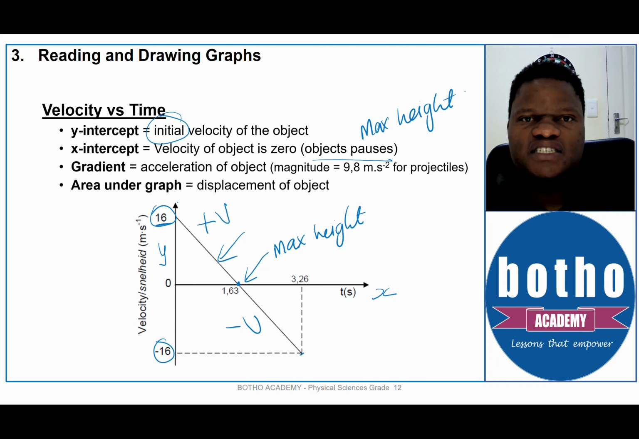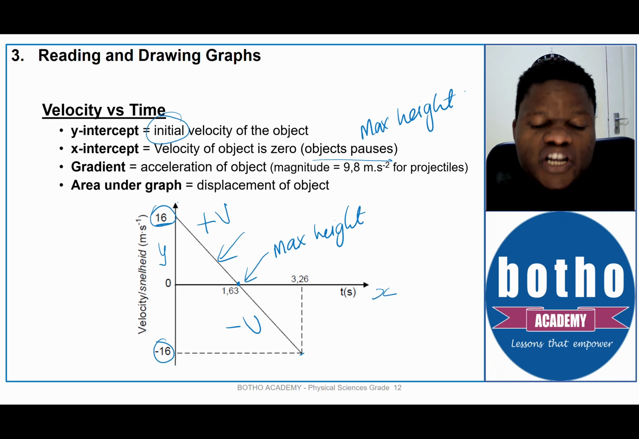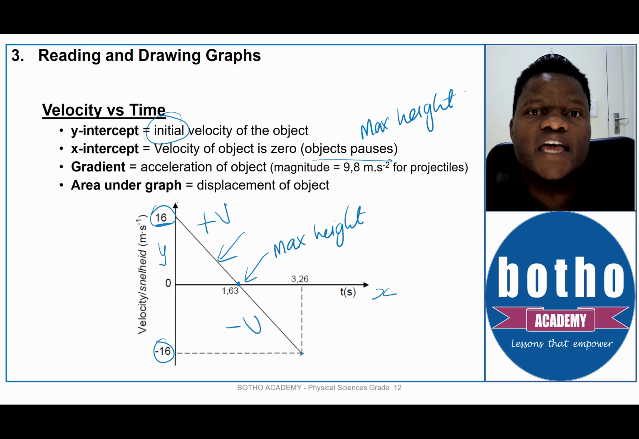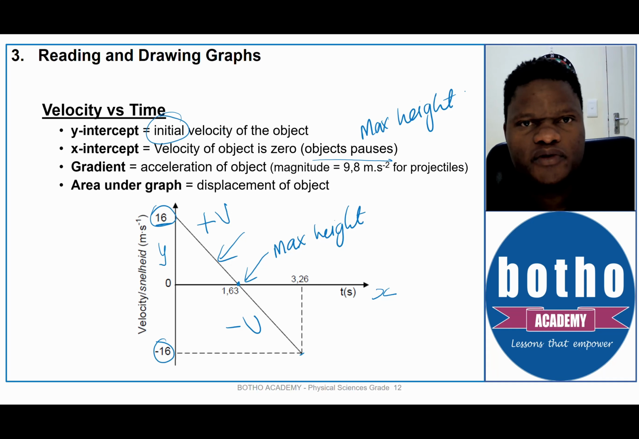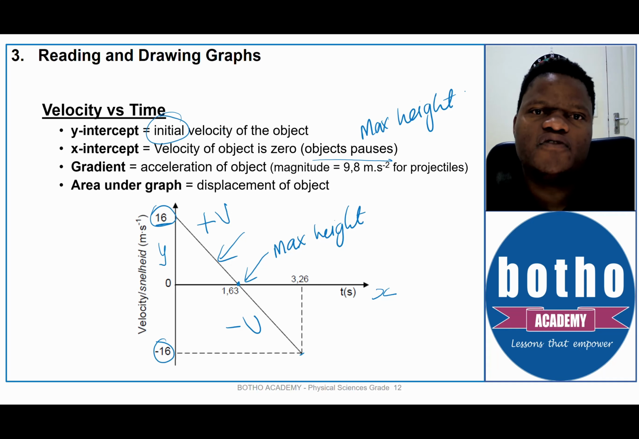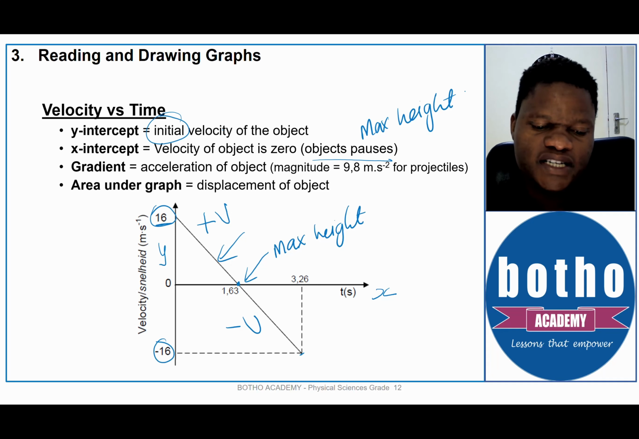In a nutshell, this is just a velocity versus time graph. It's going to be a straight line. You should be able to read the graph if you're given the graph, and you should also be able to draw the graph if you are given the right information. Just know, if you know the initial velocity, that will be your y-intercept. And obviously, if you know the time it takes the object to reach the maximum height, you'd know where your x-intercept would be.